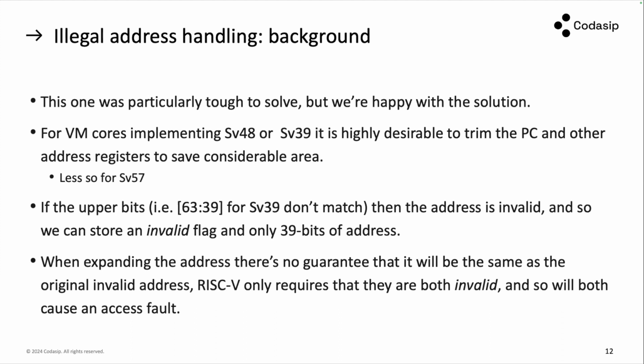And RISC-V says that you can convert any invalid address into any other invalid address, providing they're both invalid, then it's fine, because as soon as you use it, you'll get an exception. So it says there, if the upper bits 63 to 39 for SV39 don't match, then the address is invalid. So what we can do is we can store 39 bits and a bit to say it's invalid. So the problem is that we've compressed an address and we expand it again, so obviously we've lost information.